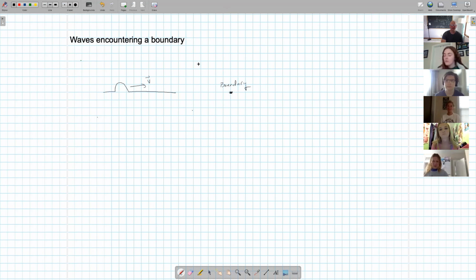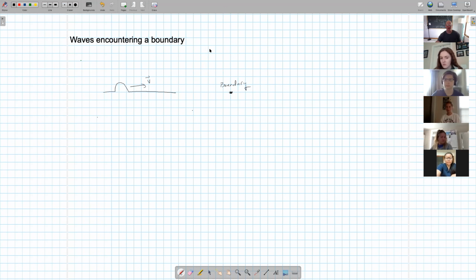So let's continue our conversation of what happens when waves encounter boundaries. This is what we started last time. We have a wave that is going to encounter the boundary, and then we get different things going on. Basically, we've been concentrating on the reflected part. Typically when a wave encounters a boundary, we have two pieces.